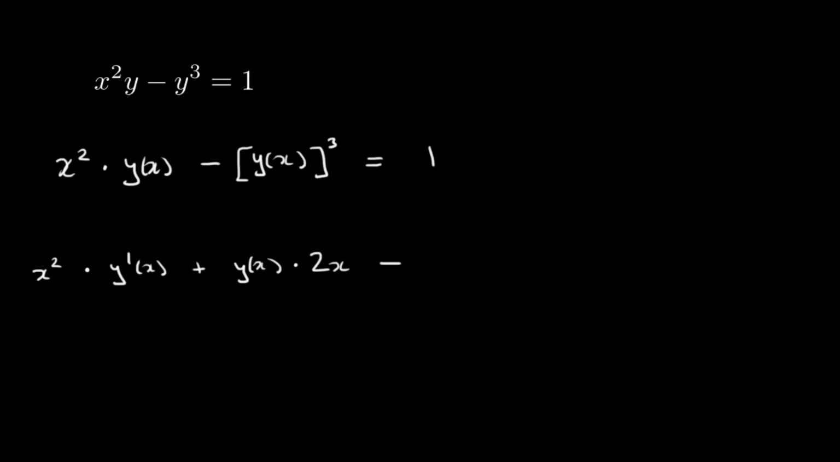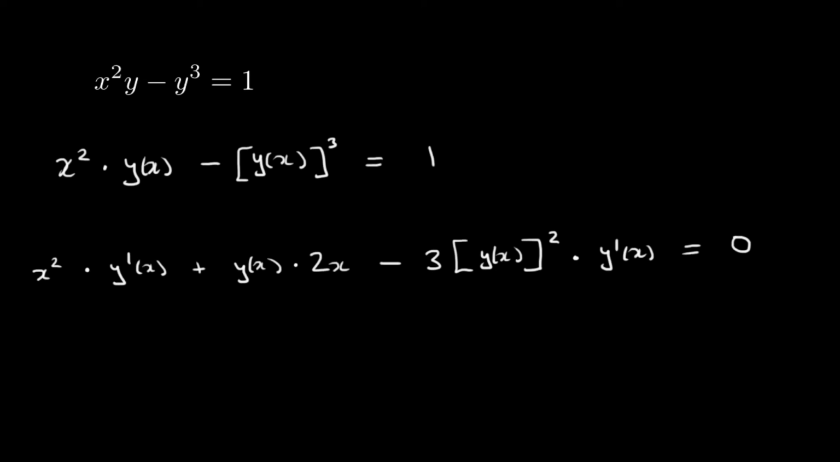And now after the subtraction, we have to use the chain rule. So we deal with the power first. We have a trapped y of x function. Our power goes down to 2, and then the chain rule forces us to multiply by the derivative of that inside function. And then the derivative of 1 is 0.